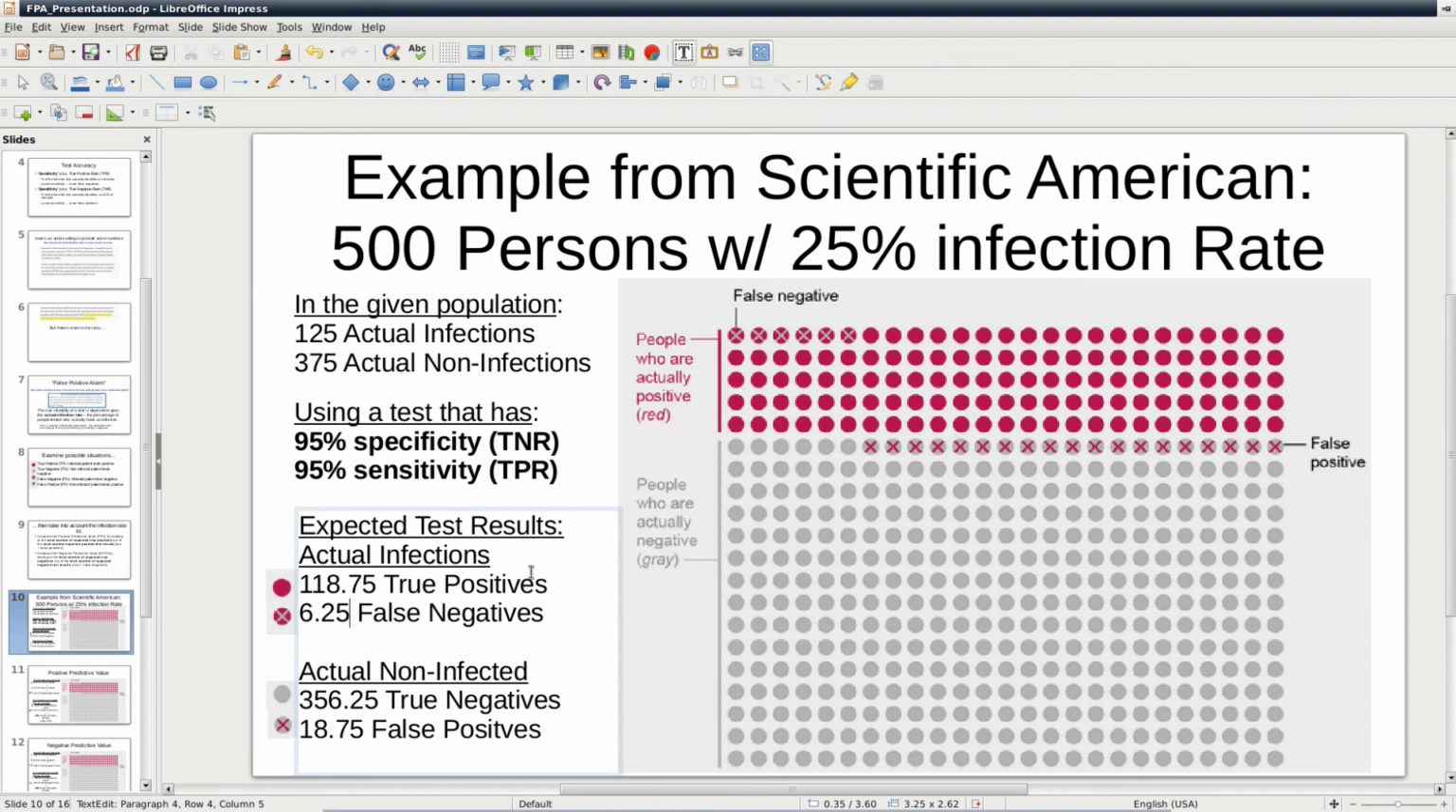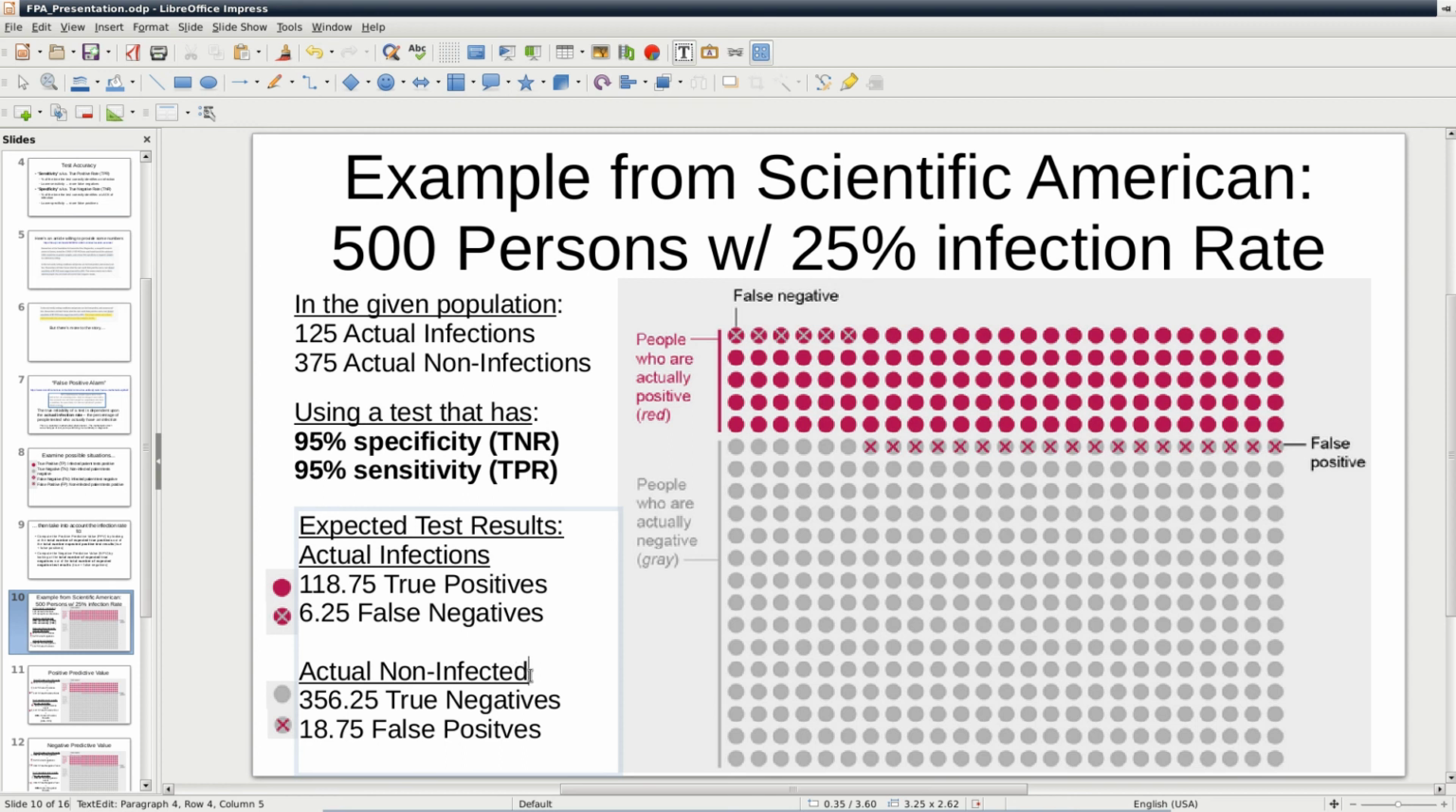That's represented by the red with a little gray X. Those are people who are in the original population as actually infected, but due to the accuracy of the test, the true positive rate is less than 100%. So we have these false negatives, right? Okay, so that makes sense. The true positive rate breaks down our actually infected members of the population into these two categories.